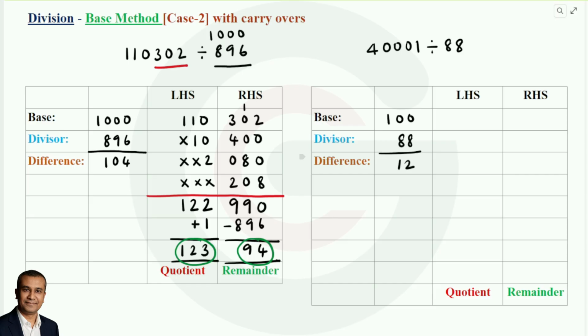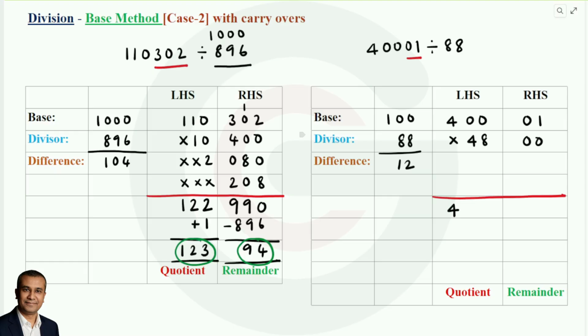That is the difference. Now base is having 2 zeros. So therefore these 2 digits, that is 0, 1, we have to write it on the right hand side. And the remaining numbers, that is 400, has to be written on the left hand side. Now next step. So first we bring this 4 down. Now multiply 4 with 12. Put a cross mark under 4. 12 times 4 is 48. So write 48, 4, 8.